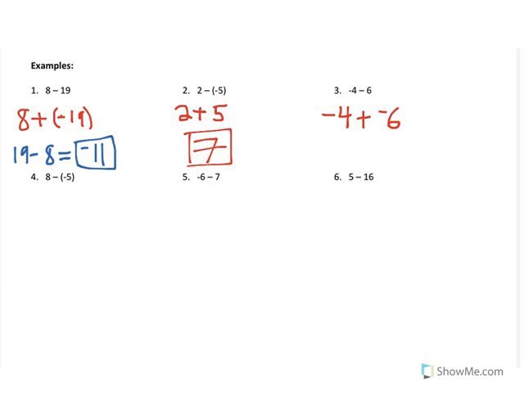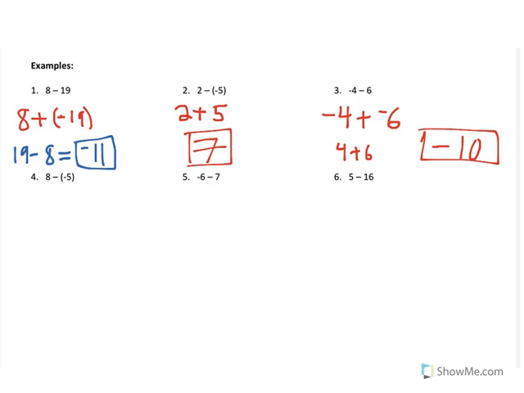Pardon. Let's take a look again. We're going to ask ourselves, are they the same or different? They are the same. They're both negative. So we know our answer is going to be negative. What is 4 plus 6? It's 10. And we know it's negative because they were both negatives. So our answer for 3 is negative 10. Let's change colors.